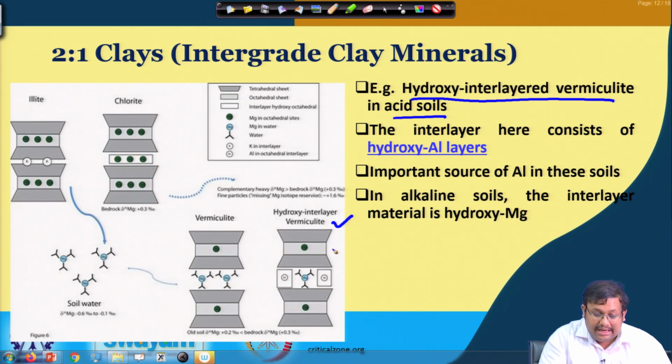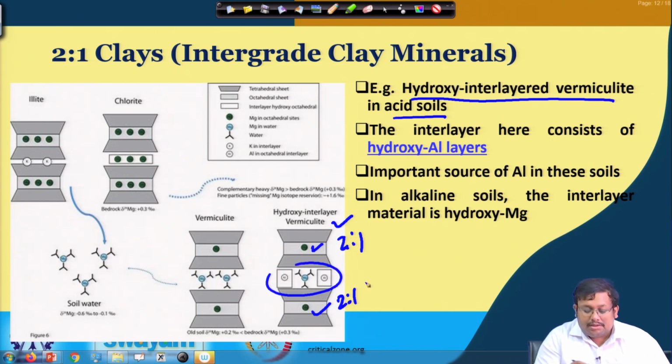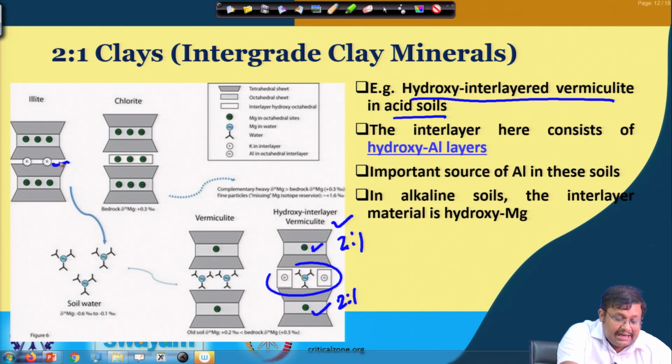You can see this is a vermiculite. In the vermiculite structure, this is magnesium in the octahedral site, so it is a 2:1 type of mineral. In the interlayer space, this is basically magnesium bound water as well as aluminum in the octahedral layer. Here you can see the interlayer is basically composed of hydroxy aluminum layers. So, it is not a continuous layer, it is somewhat a discontinuous layer.